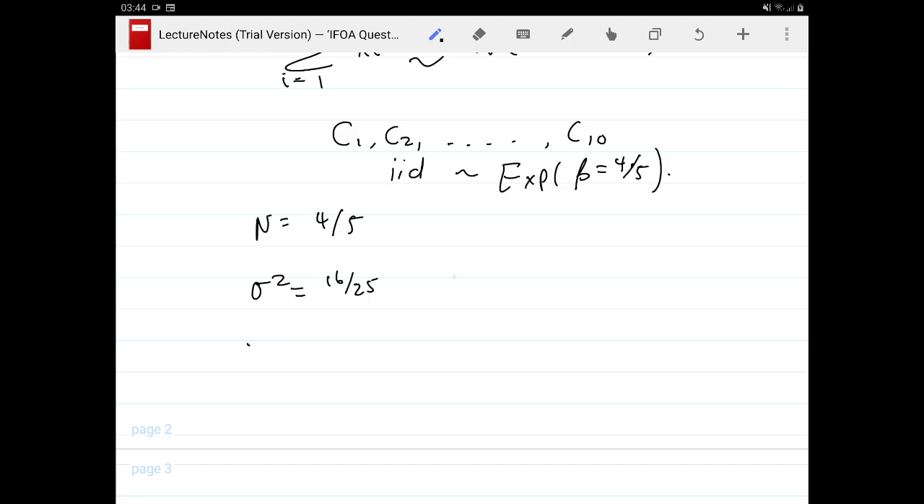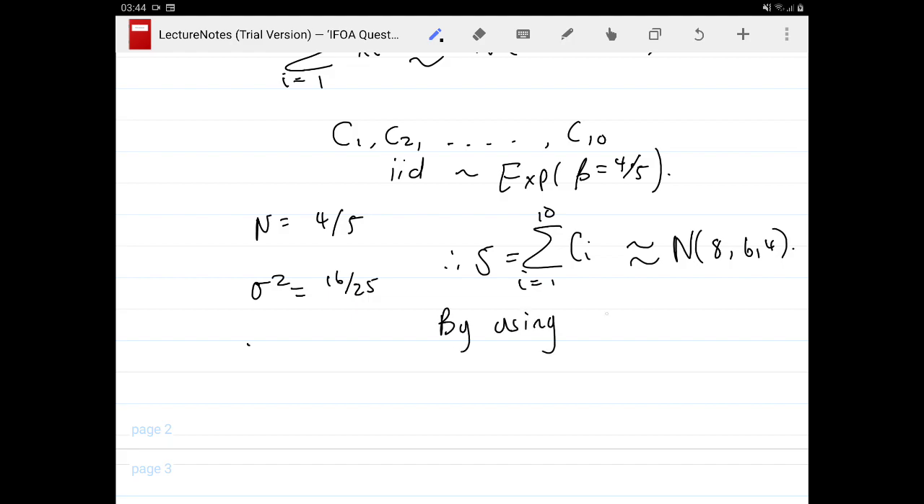Therefore our S value, which is equal to the sum from 1 to 10 of our ci's, has an approximately normal distribution, where our mean is the mean of the individual random variables, not the sum, multiplied by n. So that's 10 times 4 over 5, which is 8. And 10 times our variance, if you work it out, is 6.4. Okay, so that's the approximate normal distribution using the central limit theorem.